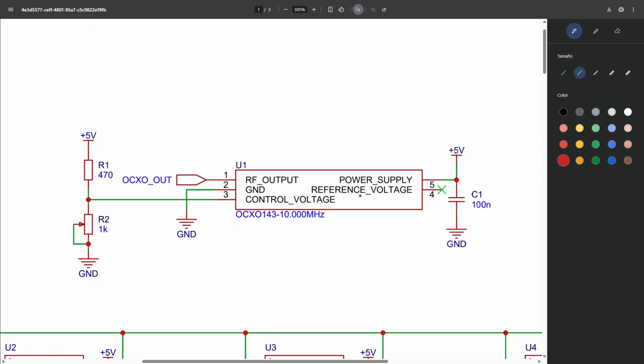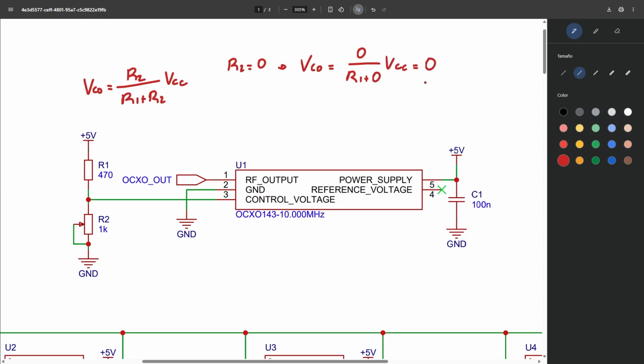Anyways, the VCO voltage, the voltage between this node and ground, can be calculated by this commonplace formula. The voltage at pin 3 will be R2 over R1 plus R2 times the VCC voltage, which in this case is 5 volts. Remember, we have two voltage limits for the VCO, 0 volts and 4 volts. Watch what happens when we set R2's value to its lowest, which in this case is 0. We get 0 volts. Good, we have the lower bound of our control voltage.